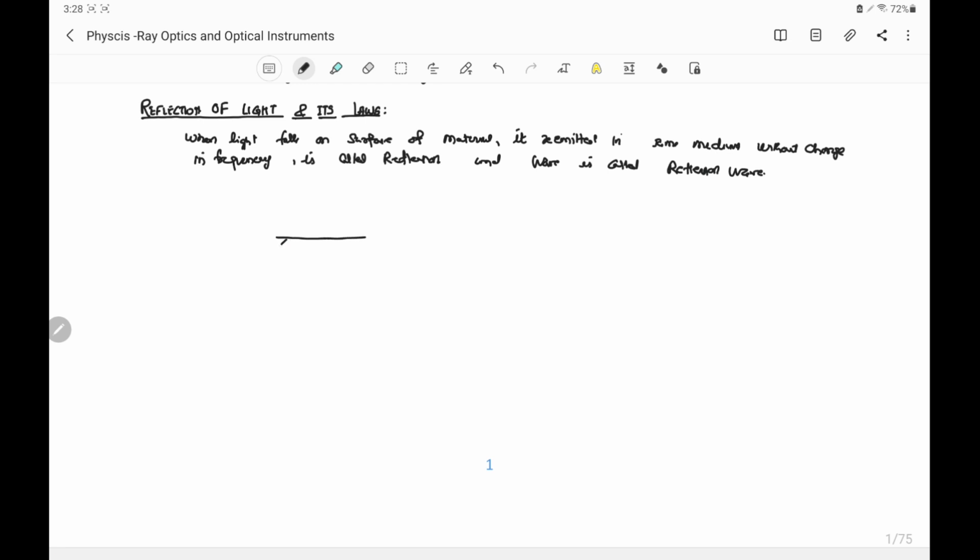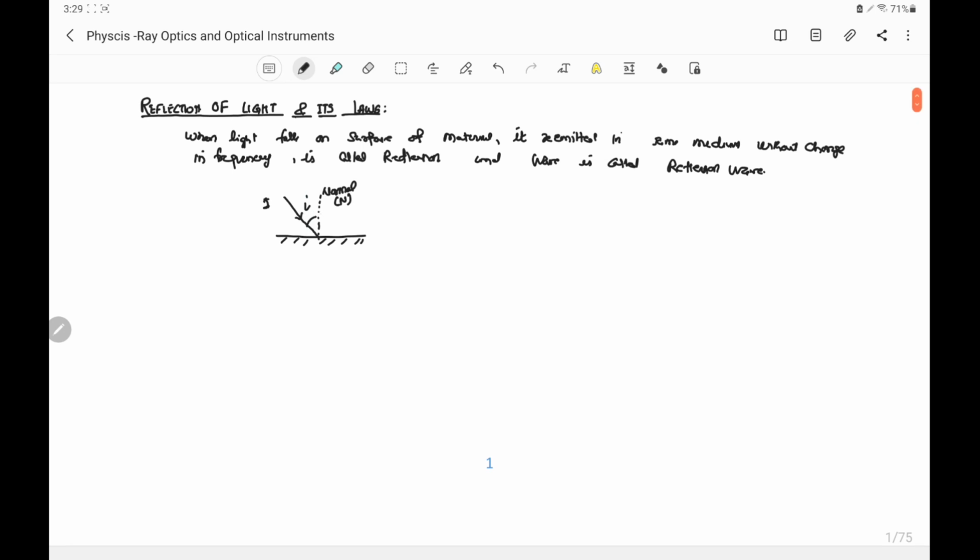Suppose this is the material boundary. On this we draw a perpendicular that is called the normal, represented by N. A ray incident on the surface is called the incident ray, represented by I. It makes an angle i with the normal, called the angle of incidence, and after striking it gets re-emitted in the same media without change in the frequency and results in the reflected wave. This wave is represented by R, and the angle of the reflected ray with the normal is small r, called the angle of reflection.